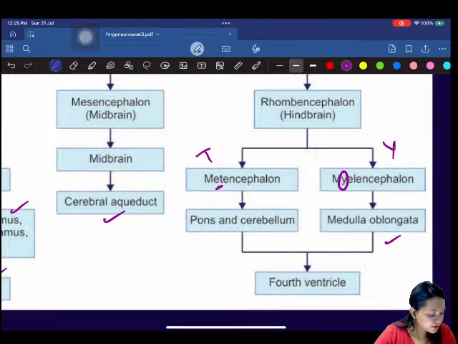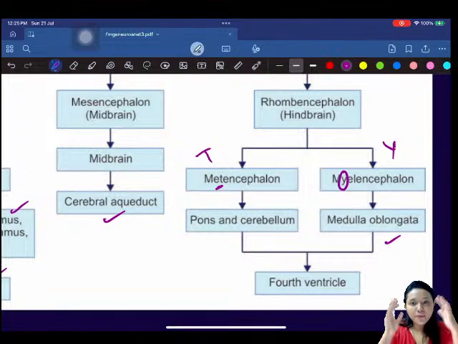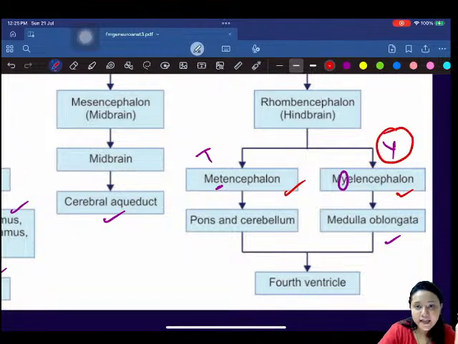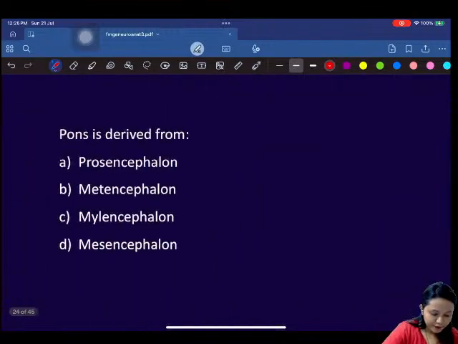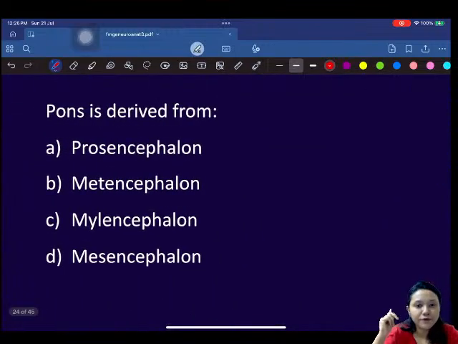So any confusion in this part, you may ask in the chat. So now we know that from the rhombencephalon you have two confusing things, that is the metencephalon and the myelencephalon. If you have a Y in the M, that is the last part, and the entire last part of the brain is the medulla. So myelencephalon is for medulla and metencephalon is for pons and the cerebellum. Okay? So let us come to this question again. Can you answer this? Pons is derived from. Any answer in the chat?